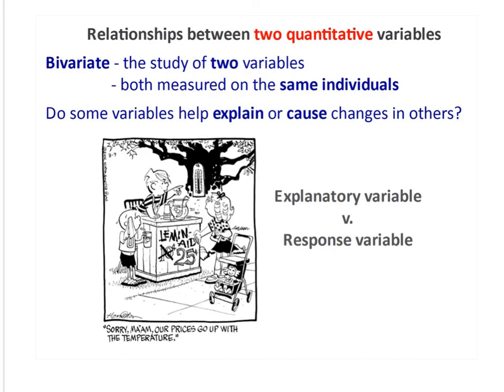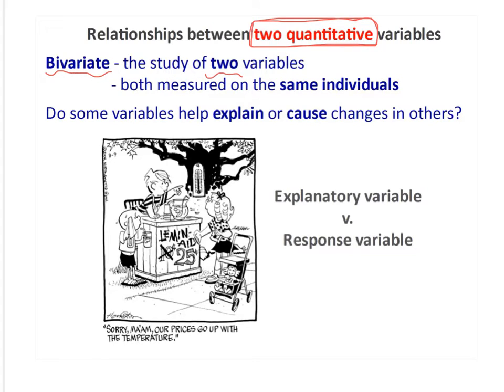So we are looking at the relationship between two quantitative variables. We can only look at quantitative or numerical variables, meaning both of my axes need to be numbers in order to find a correlation. Bivariate data is just the study of two variables. We talked about this in class.